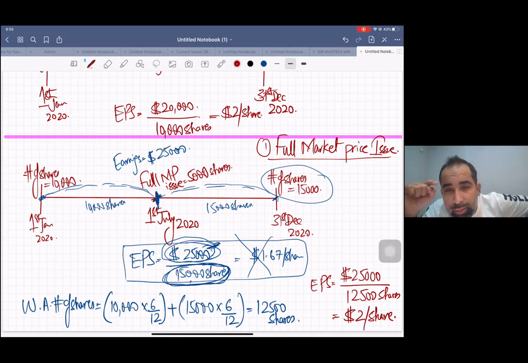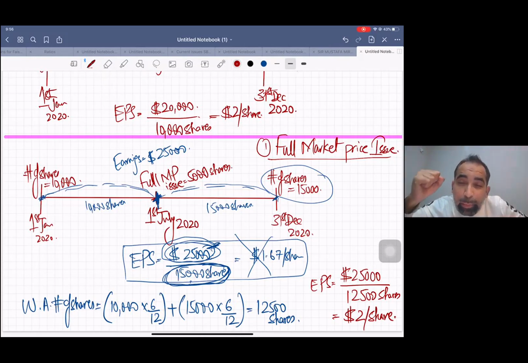In this question, these new shares are issued at the mid of the year. So we have taken the effect of these new shares from the mid of the year. And what's the logic? Why are full market price shares included from the date they are issued? Because it's not a free issue. It's an issue in exchange of resources.